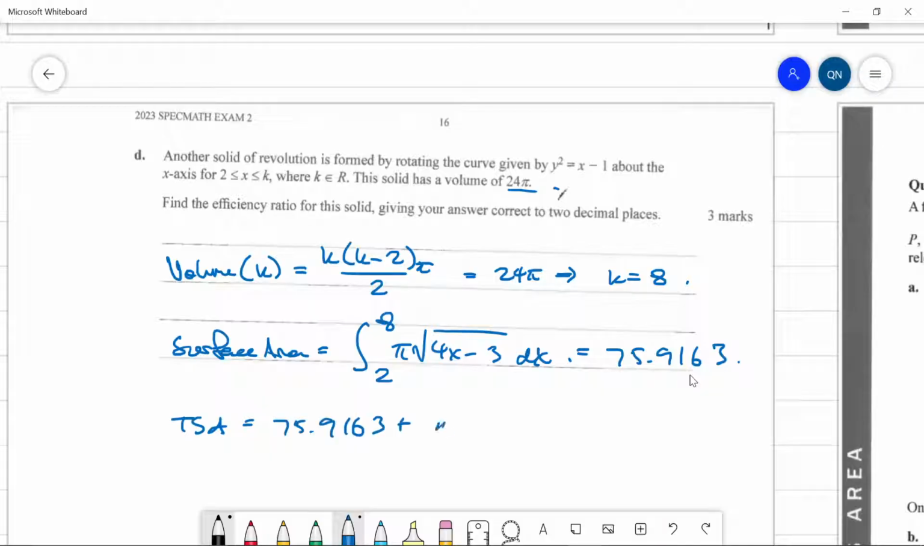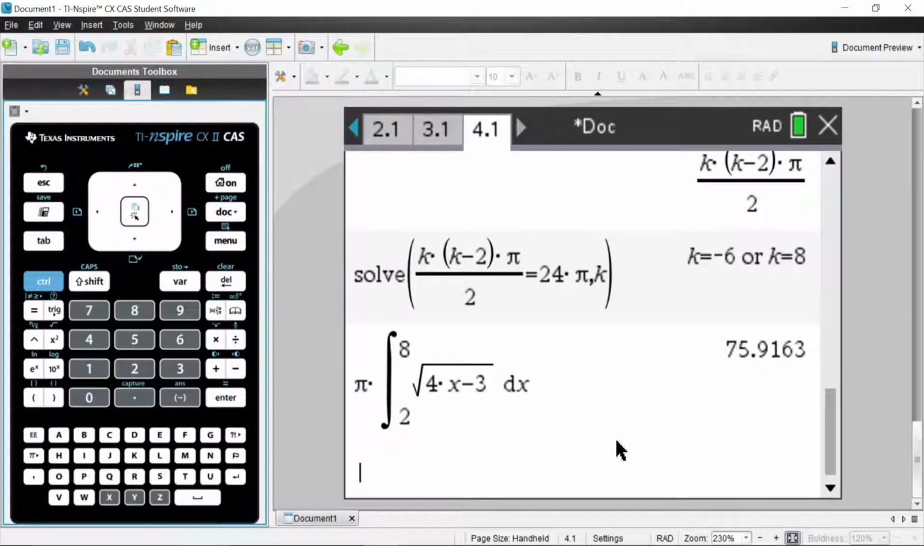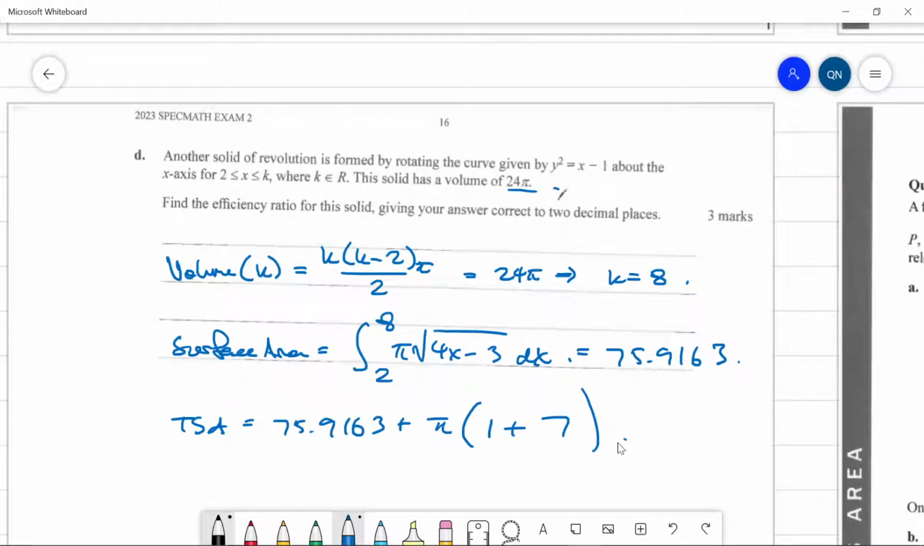And then plus pi times, what's the start point? The radius of the start point is just 1. The radius of the end point is just going to be 7. Right? Yeah, it's 7. Actually, root 7, but we square the radius. So this is just going to be plus 8 pi. So let's add 8 pi to it. 101.049.